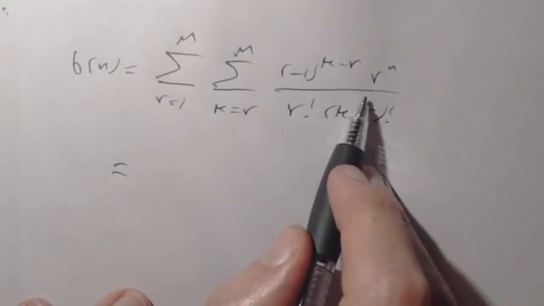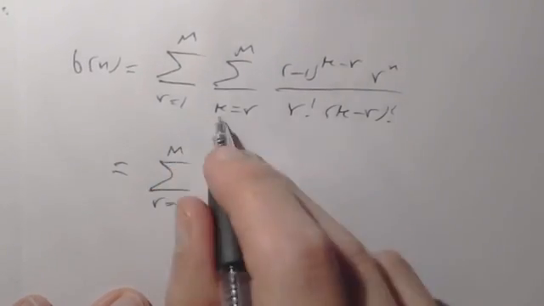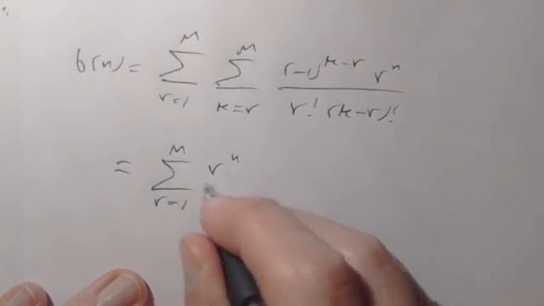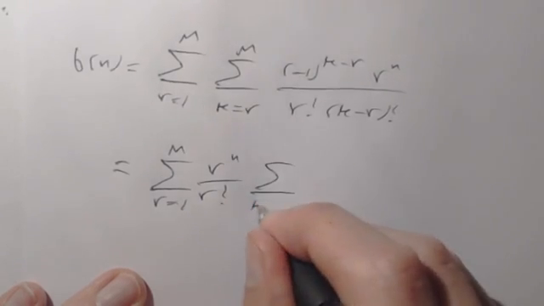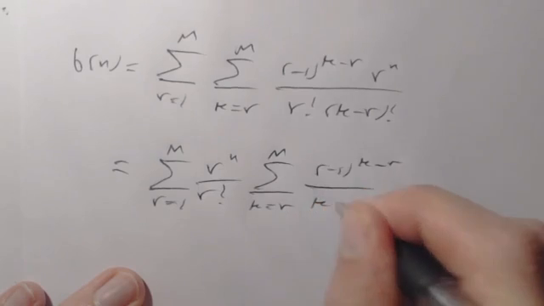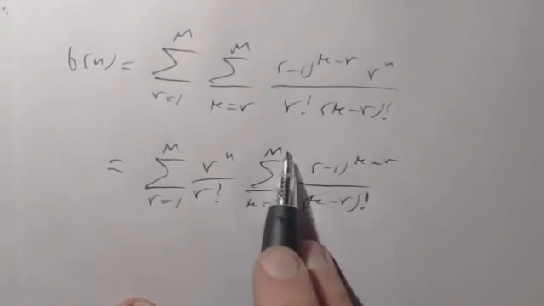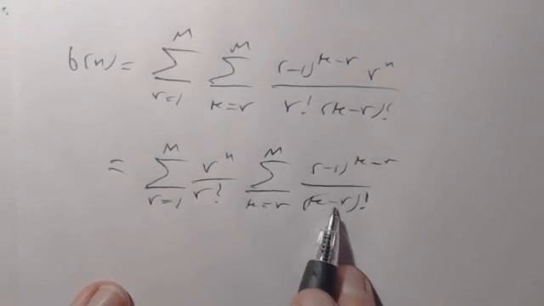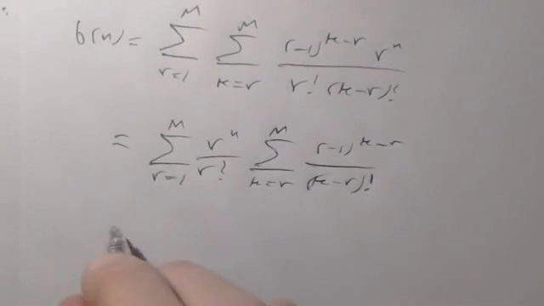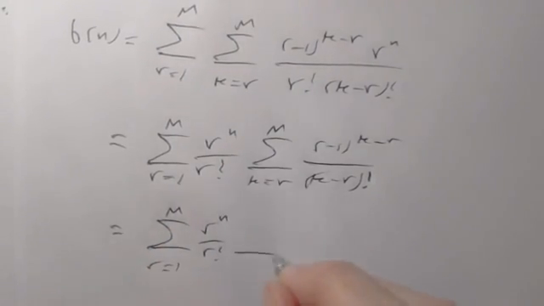Since they've now rearranged, we can take the r's outside the sum over the k's, because r is constant as k varies in this part, so r to the n over r factorial, k from r to m, minus 1 to the k minus r over k minus r factorial. And as k goes from r to m, k minus r is going from 0 to m minus r. So r to the n over r factorial.